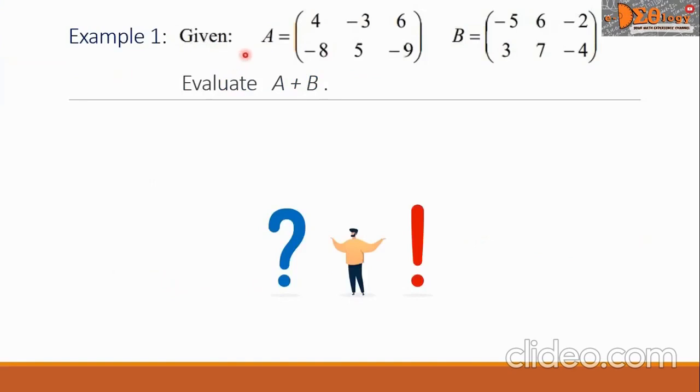Example 1. Given matrix A equals 4, -3, 6, -8, 5, -9 respectively. Matrix B equals -5, 6, -2, 3, 7, -4 respectively. Evaluate A plus B.